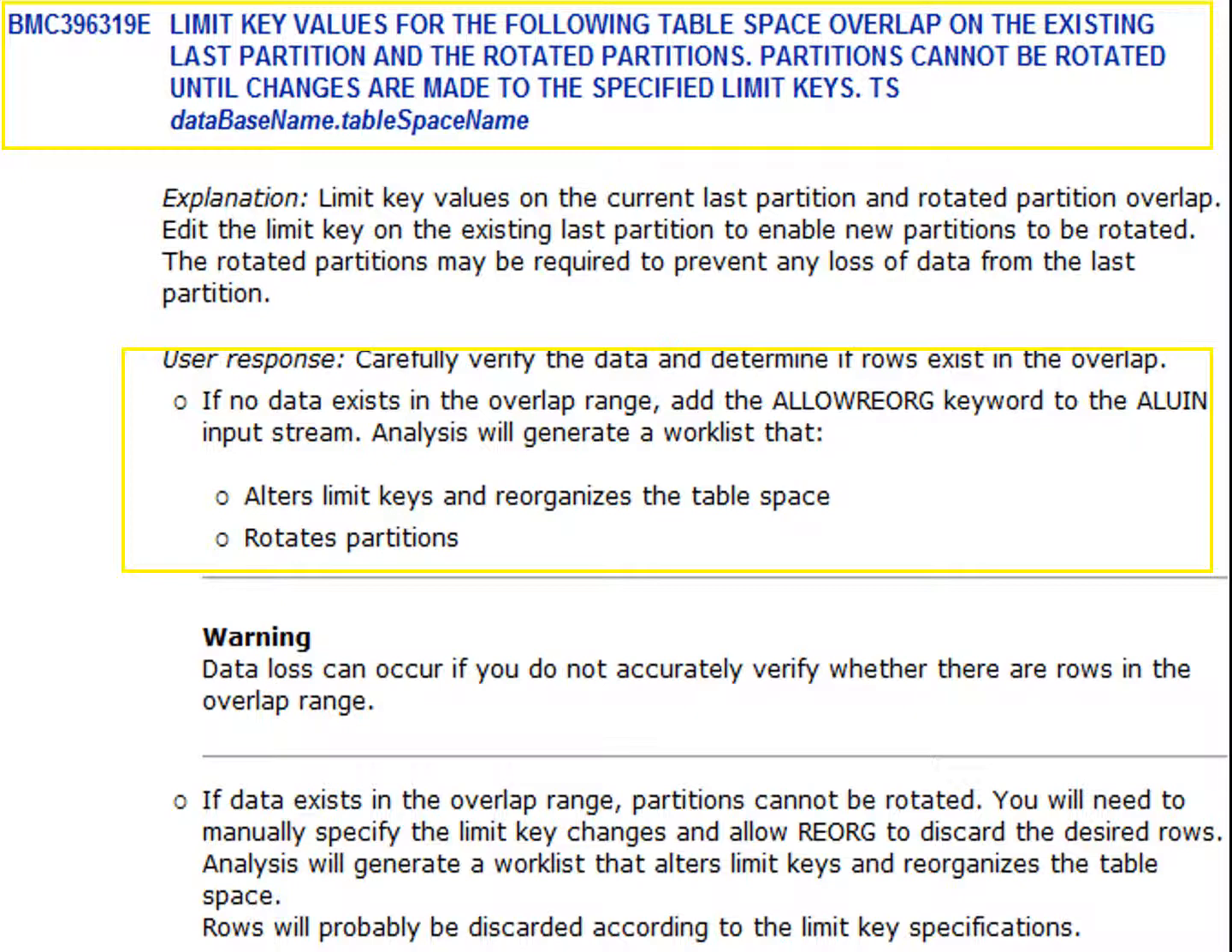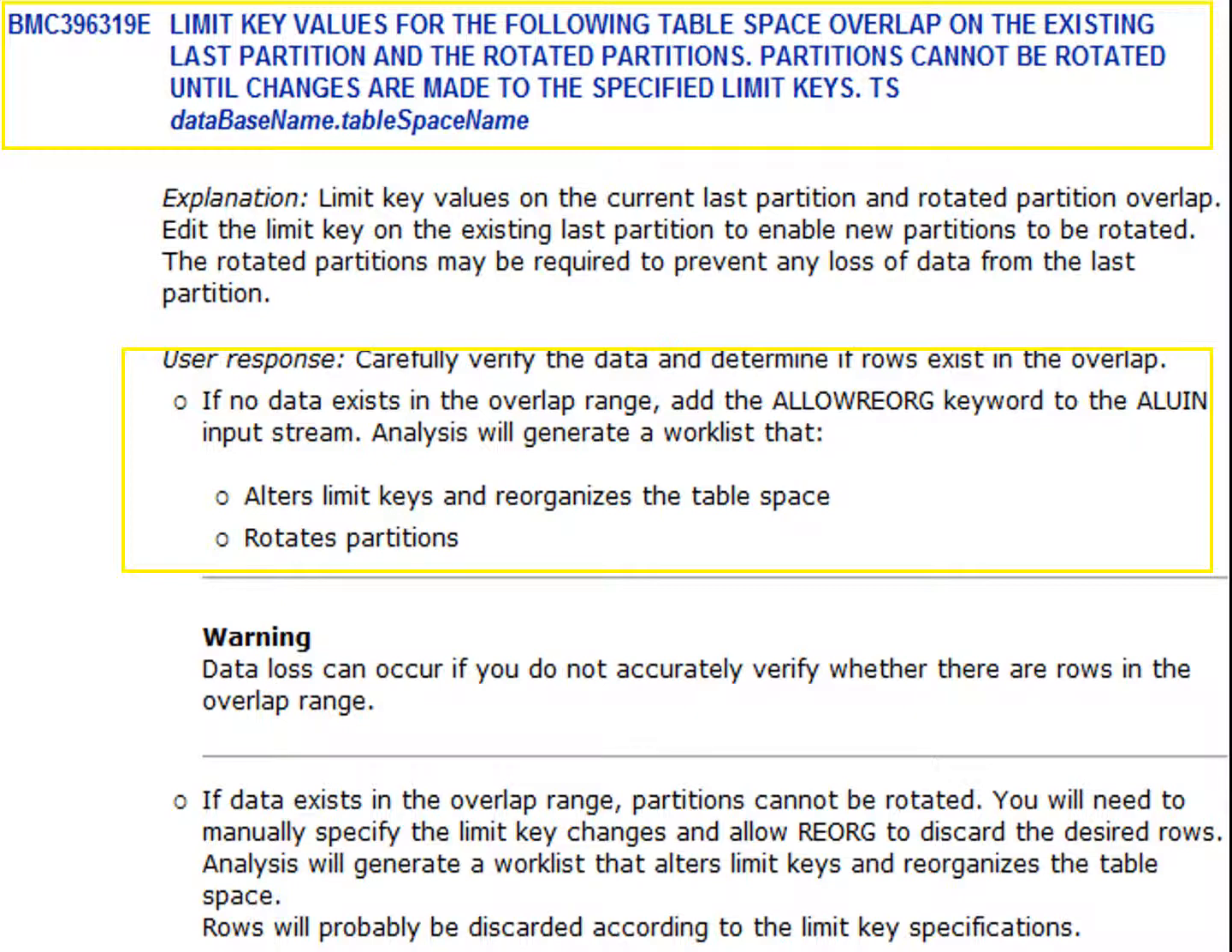If there are rows of data that exist in the overlap, rows with limit key values greater than F55 and less than or equal to F99, we cannot perform all the changes desired in one work list. If you want to implement the changes, you must do this with 2 work lists. The first work list would need to implement the limit key changes. Note there will be discards. The second work list would need to implement the partition rotation.